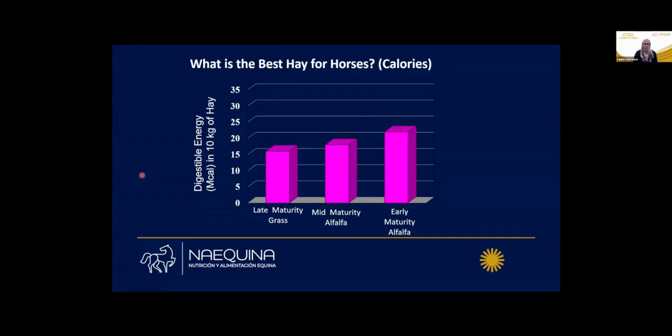And then the last one that I did was the digestible energy. They're a little bit closer together than the other 2 nutrient components, but even so, you can see that there are differences in the total calories, the digestible energy, that's going to be provided by these 10 kilos of hay. Okay. So keep that idea in your mind, because now we're going to do a couple of little comparisons.